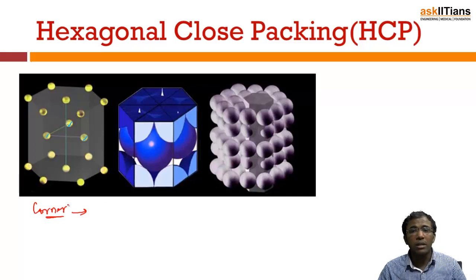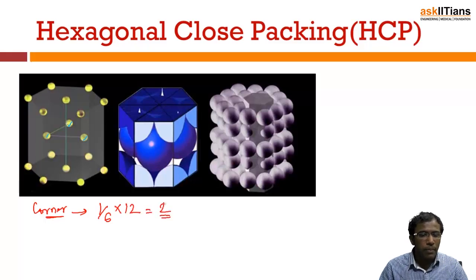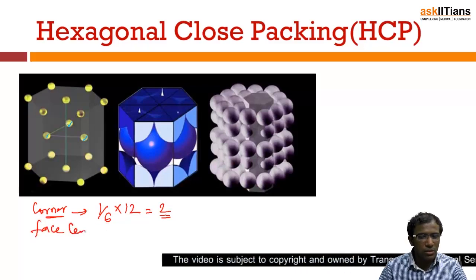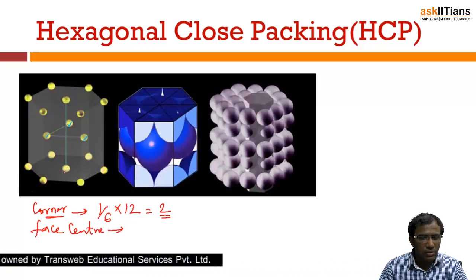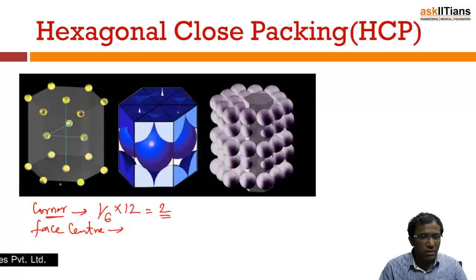Each corner is shared by 6 HCP unit cells. So each particle has a contribution of 1 by 6, and in total we have 12, so we have 2 particles effectively from the corners. And let's see the face centers. If you see the face centers, we have this particle which is shared by 1 which is present below, right? So its contribution is only half.